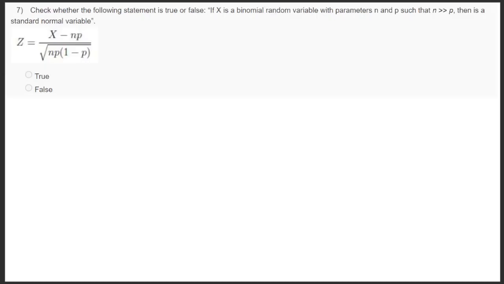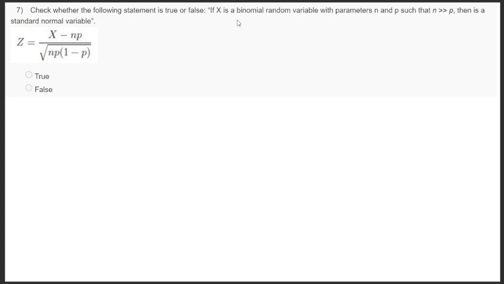So let's go to the 7th question. Check whether the following statement is true or false. If x is a binomial random variable with parameters n and p such that n is higher than p, then this is a standard normal variable. So what they're asking is, if you want to derive a new random variable, since n is high, the binomial calculation becomes tedious.